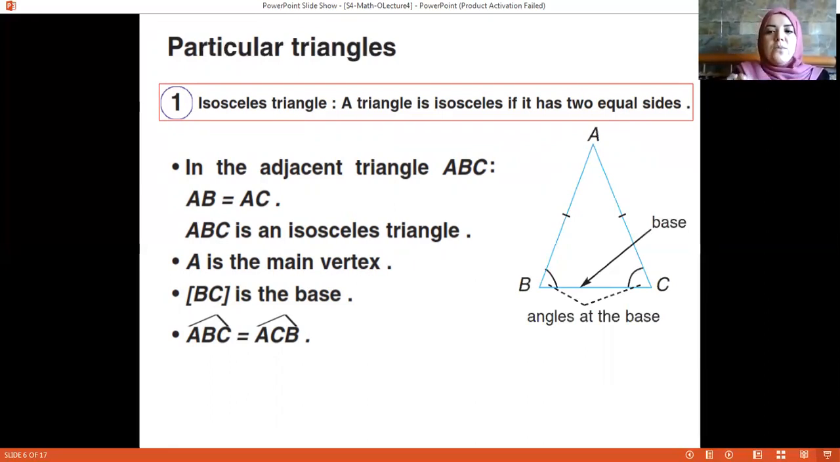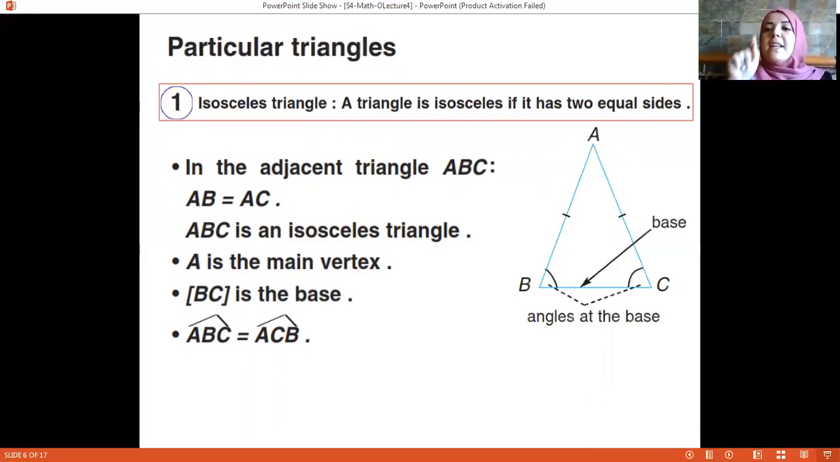So guys, pay attention. When I say that angles ABC and ACB are equal, then A is the main vertex. This is very important. You cannot tell me it's an isosceles triangle unless you tell me which one is the main vertex. Because if you tell me the main vertex, I would be able to know what the equal sides and equal angles are. For example, suppose without a drawing, I told you that triangle EFG is an isosceles triangle of main vertex F.